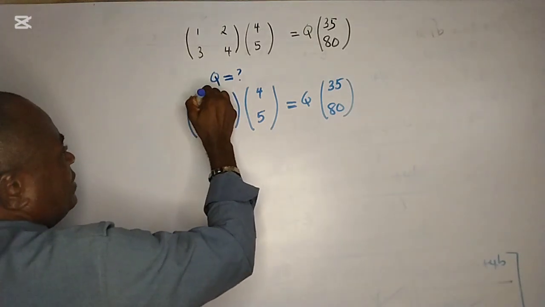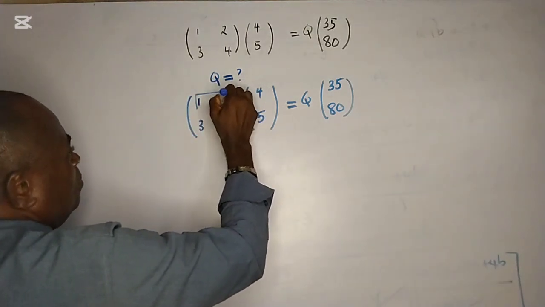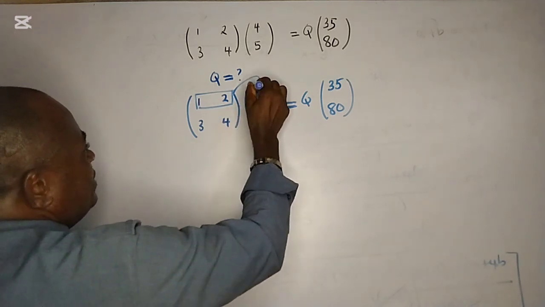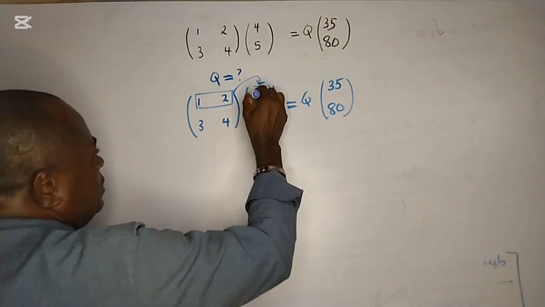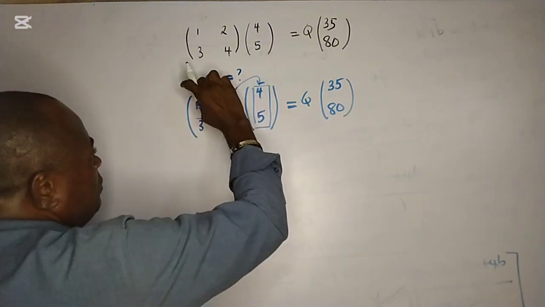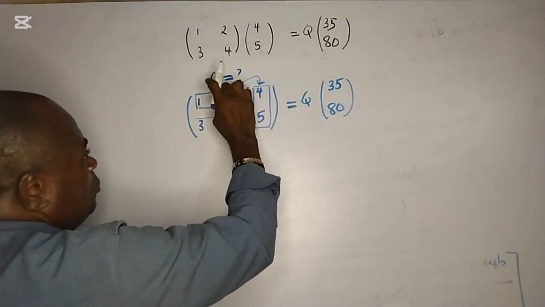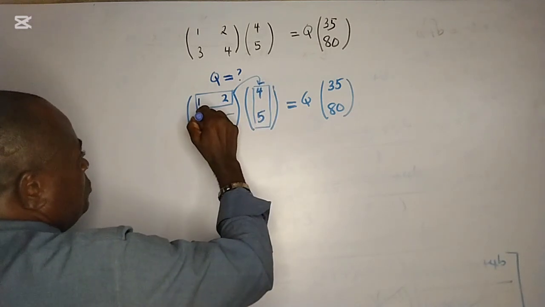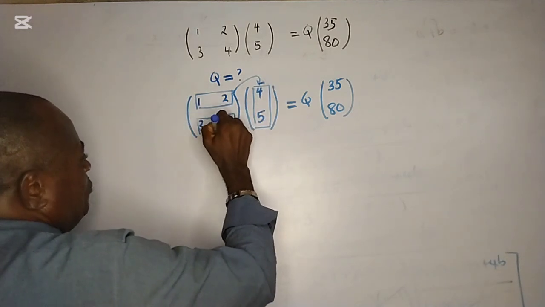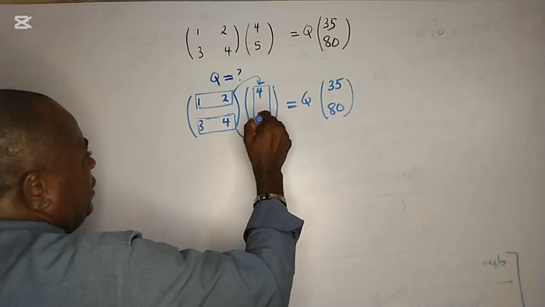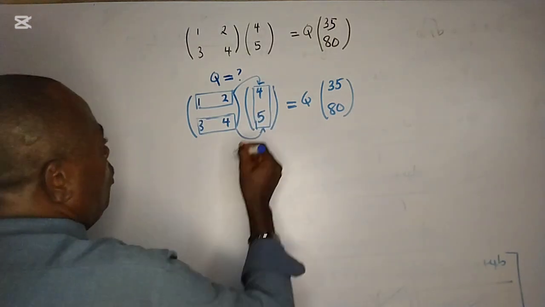So you take this row, multiply it by this column. All right, this is the column. When you take this row and multiply by this column, you add their products. And then the same thing you do to this one, you multiply the row by the column, and then you add their products. So watch how it's going to go.